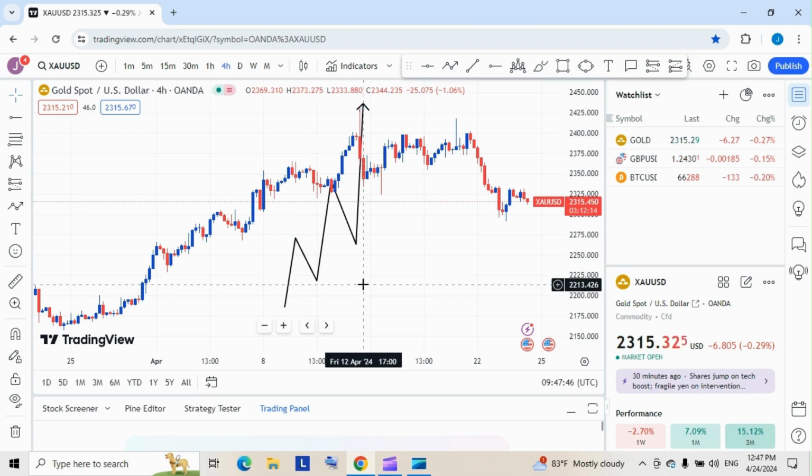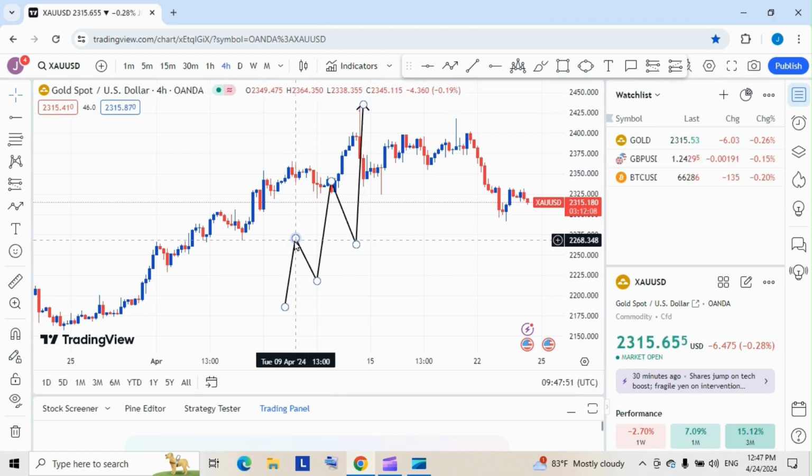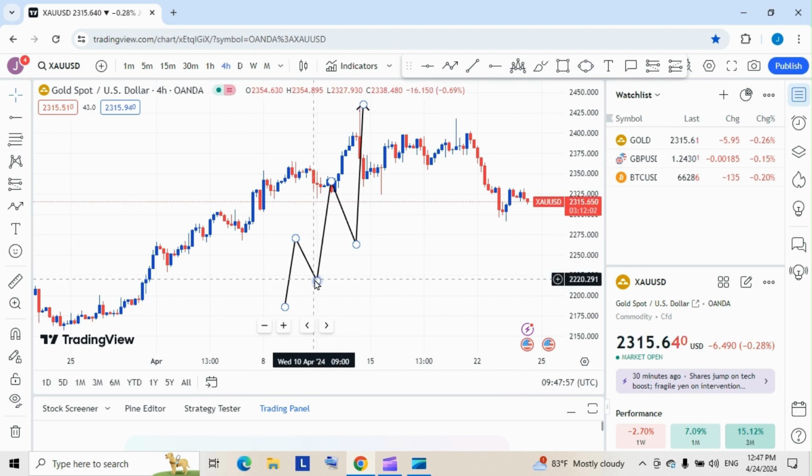The psychology behind this is that the buyers came in, they pushed the price up to this point, but they were tired. So what happened? The sellers entered and pushed the market, but they were not able to continue pushing the market down. The buyers came in again and pushed the market way up. So you are seeing this first high, and this second high is higher than the first high.